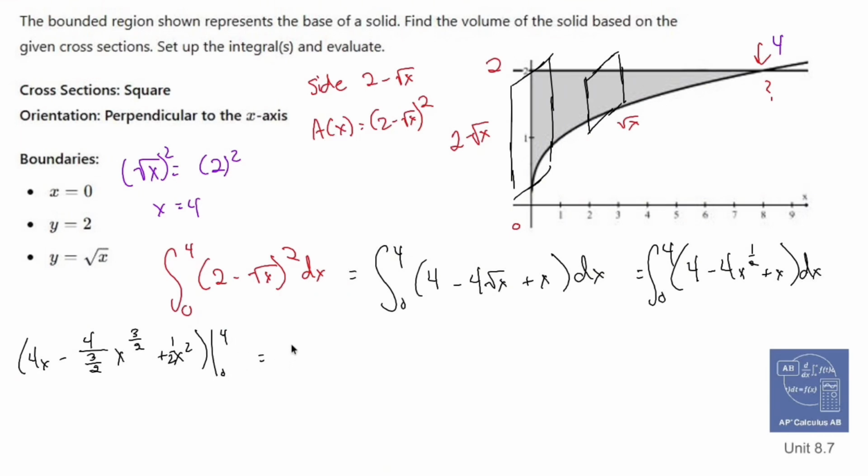So let's clean this up a little bit more. 4x. If I flip this and multiply, this is going to be 8/3, so minus 8/3 x to the 3/2 plus 1/2 x squared. My limits are going to still be 0 and 4.